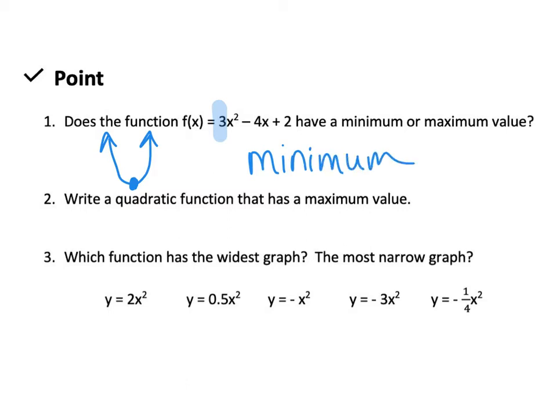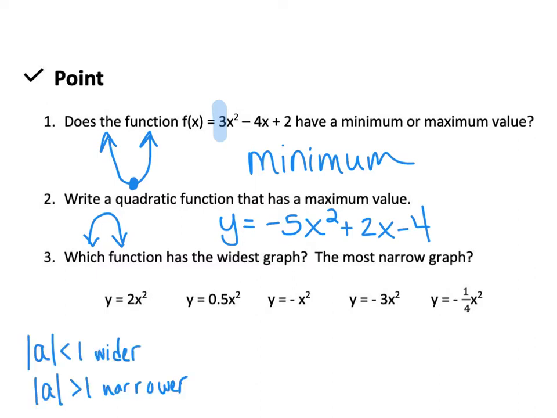Now we're supposed to write a quadratic function that has a maximum. Well, if it has a maximum, that means it's opening like this. So that means that my a value has to be something that's negative, like negative 5x squared plus 2x minus 4. Okay, which function has the widest graph and which one has the most narrow graph? Well, it's almost a little counterintuitive here. Remember, if it's a fraction smaller than 1, it's actually getting wider because your graph is getting scrunched vertically, so it's wider.